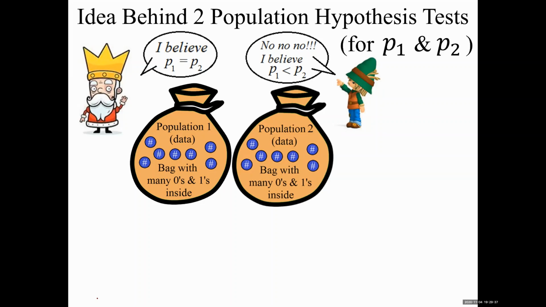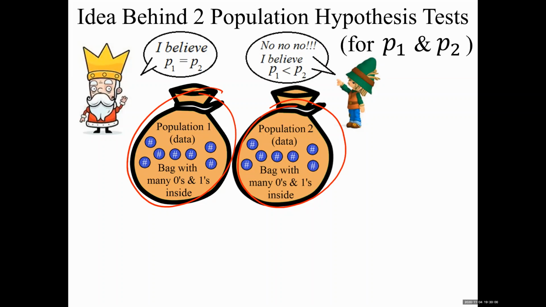All right, so now we have an argument, and we have to decide who to believe. They're arguing over two letters, P1 and P2. And these numbers are unknown. P1 and P2 are unknown because in order to know them, you would have to have these two entire bags of data to calculate them from, and we don't have the data. So how do we decide who to believe?